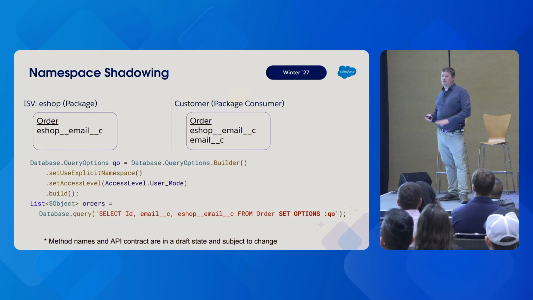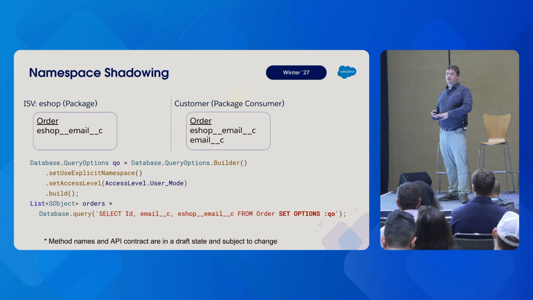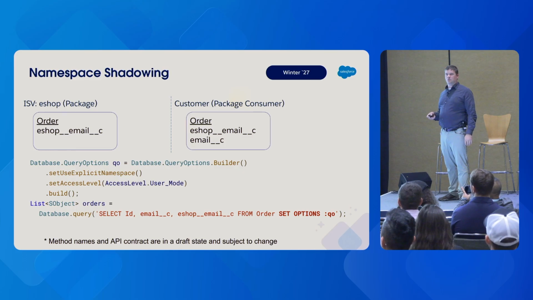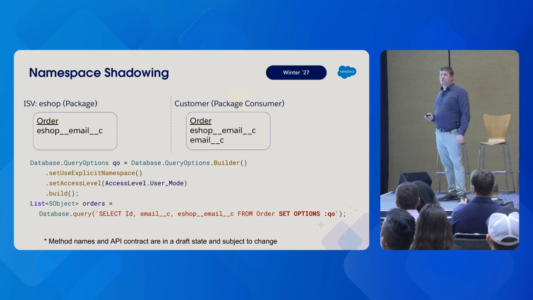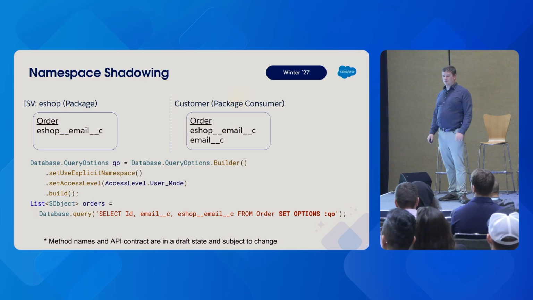To work around that, a feature we're going to introduce in Winter 27 is the concept of query options and set options in SOQL. What this does is it gives the ISV greater control over how that SOQL query resolves the field's namespaces. So they'll be able to explicitly tell SOQL, I want to be explicit in how namespaces are resolved, and they'll have to fully qualify them in their SOQL query. But that means they have the ability to resolve both their field and the customer's field when that query is executed.